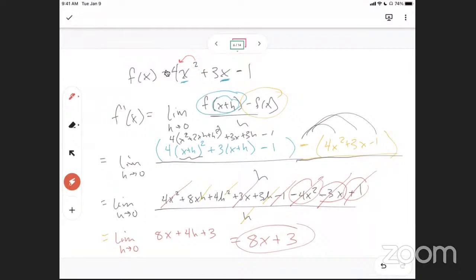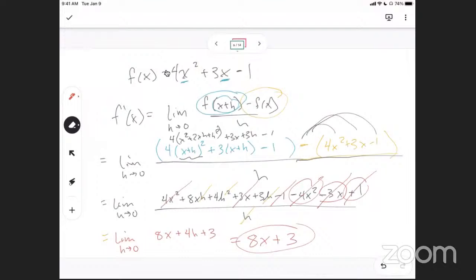The power thing. 2 times 4 is 8, and x to the first. 3 times 1 is 3, and that goes away. Hey, what's 0 times 1? Oh, 0. Yeah, so see, that just goes away. The constant term goes away. When you take the derivative, the constant term doesn't matter.